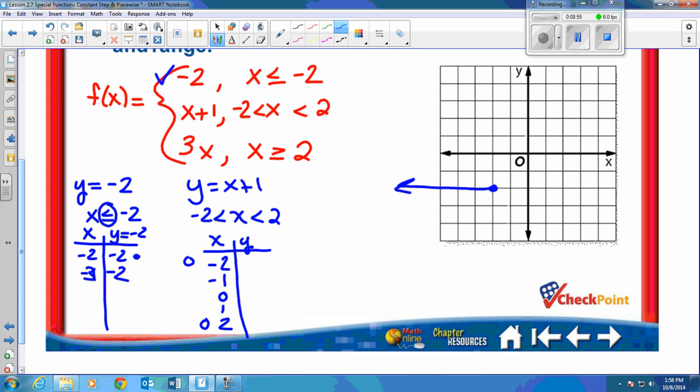I have 2 endpoints here. I have to graph both of them. So if I plug in negative 2, plus 1 would be negative 1. If for x I plug in a negative 1, plus 1 would be 0. So I could graph these points. Negative 2, negative 1 would be an open circle. If I plug in this last endpoint here for 2, 2 plus 1 would be 3. So over 2, up 1, 2, 3 would be an open circle.